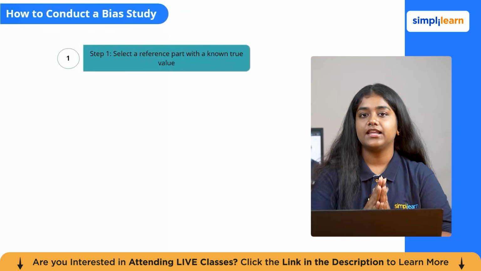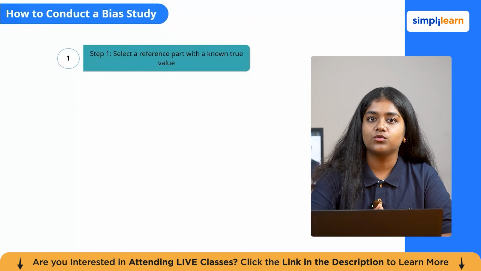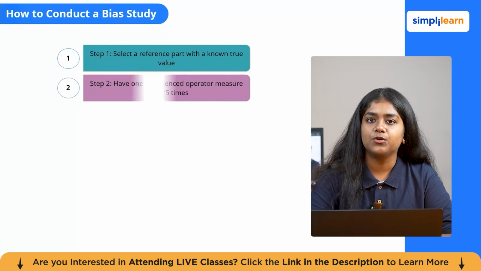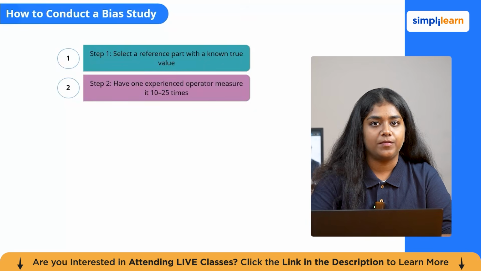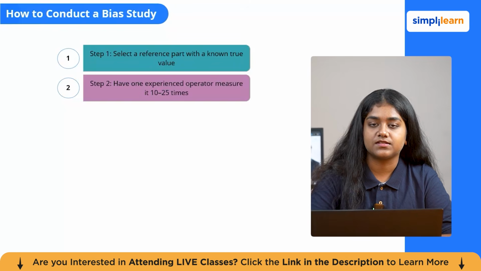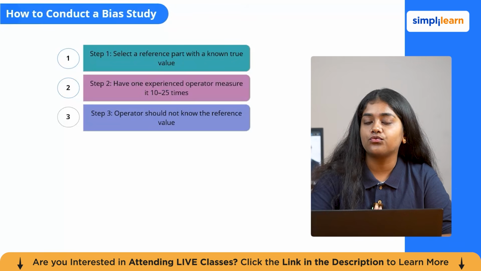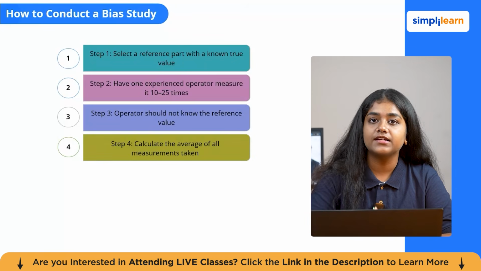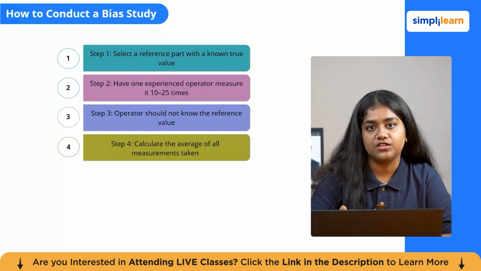Step 1. Select a reference part. This is a part whose true value is known, measured using a higher accuracy reference instrument or calibrated standard. Step 2. Have a single experienced operator measure the reference part multiple times, typically 10 to 25 readings under normal measurement conditions. The operator should not know the reference value to avoid any conscious bias in the readings. Step 3. Calculate the average of all the measurements taken, and then calculate the bias. Bias is the average of measurements minus reference value.